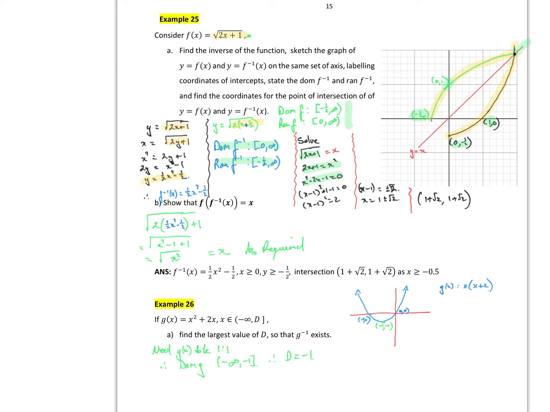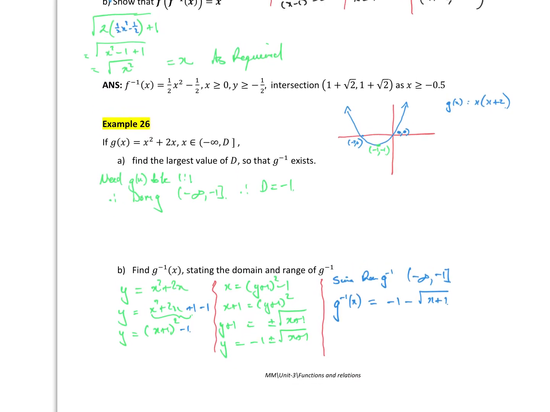Next part, show that f of f inverse of x is equal to x. So in other words, substitute the inverse function into the function. So the function itself in green, the square root of 2x plus 1. So instead of putting in x, I put in the inverse, a half x squared minus a half. Again, multiply the 2 through, we end up with x squared minus 1 plus 1. The 1's cancel, I get the square root of x squared, which is equal to x, which is what we were required to do.